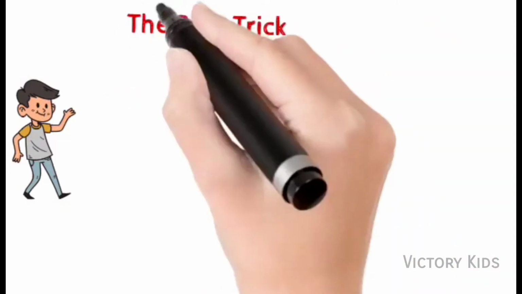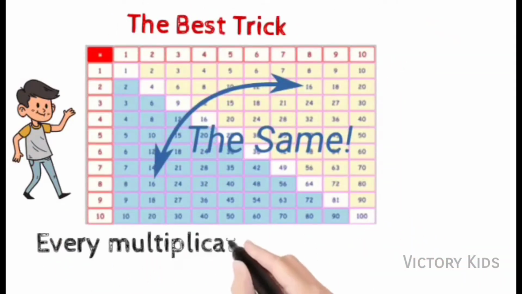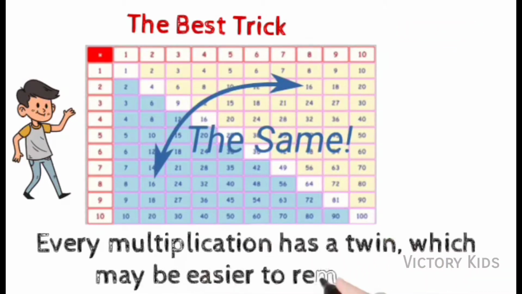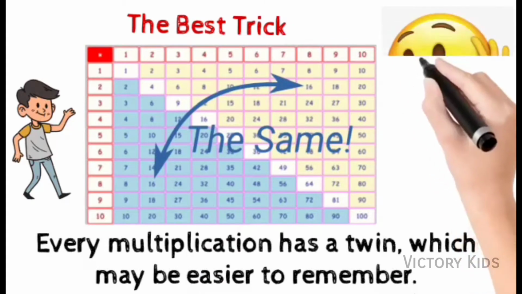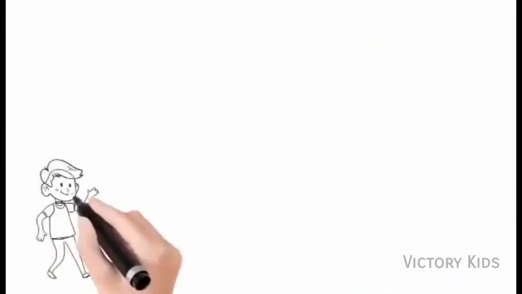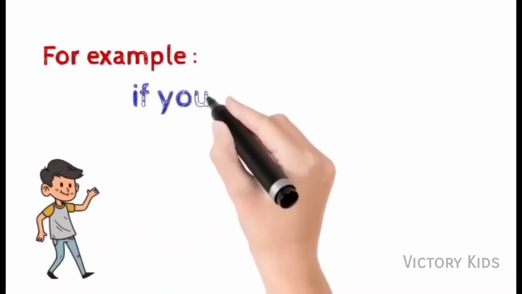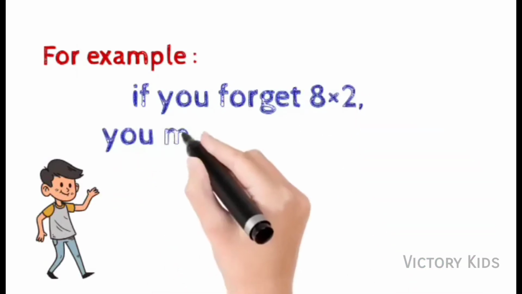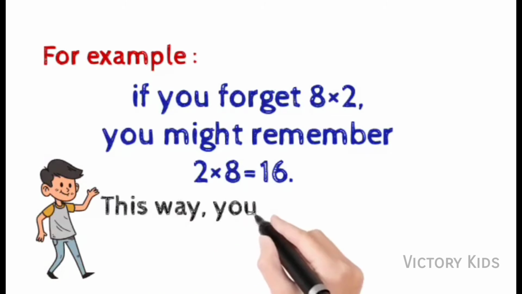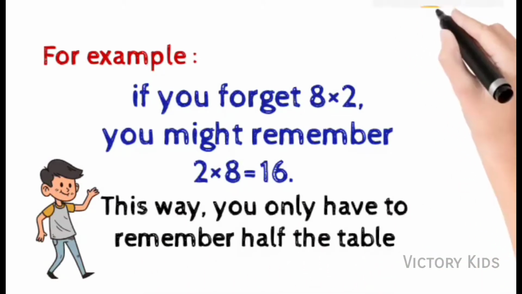The best trick: every multiplication has a twin, which may be easier to remember. For example, if you forget 8 times 2, you might remember 2 times 8 equals 16. This way, you only have to remember half the table.